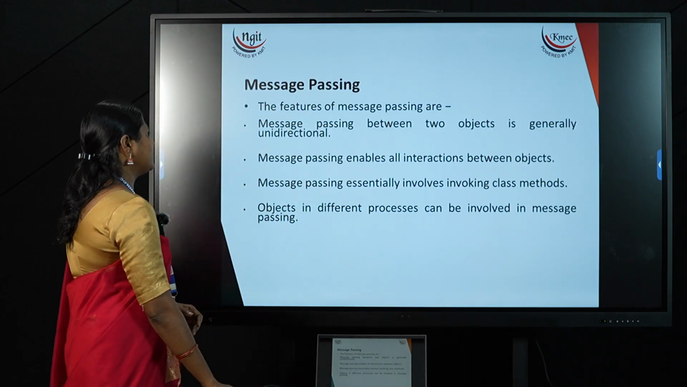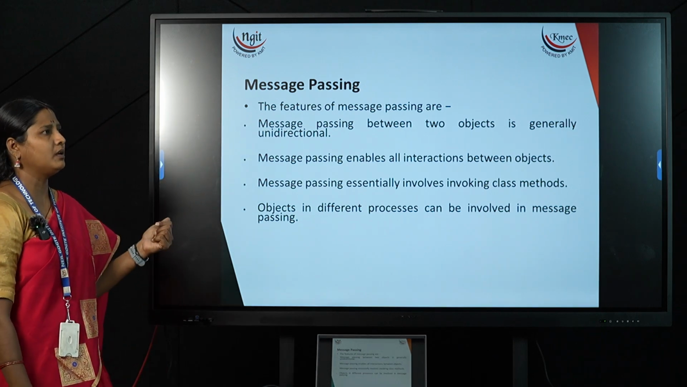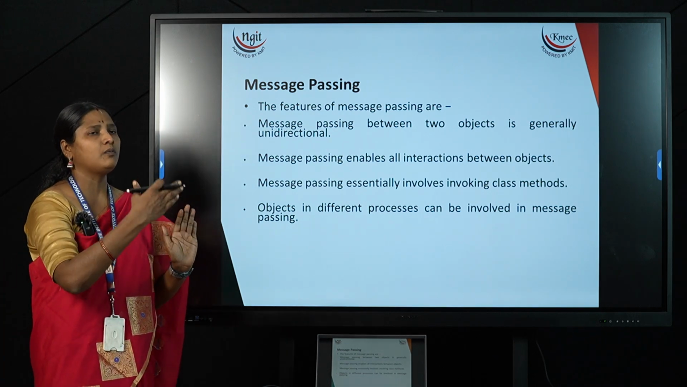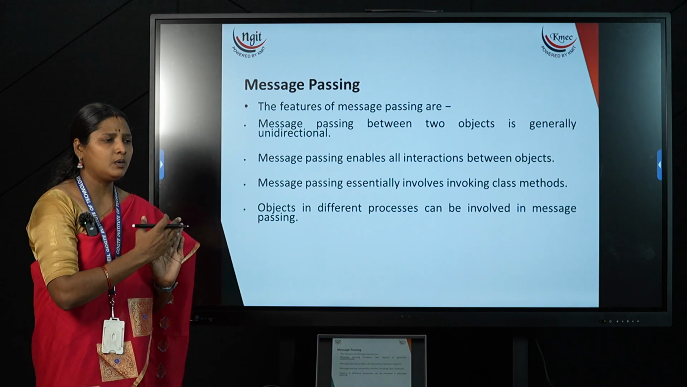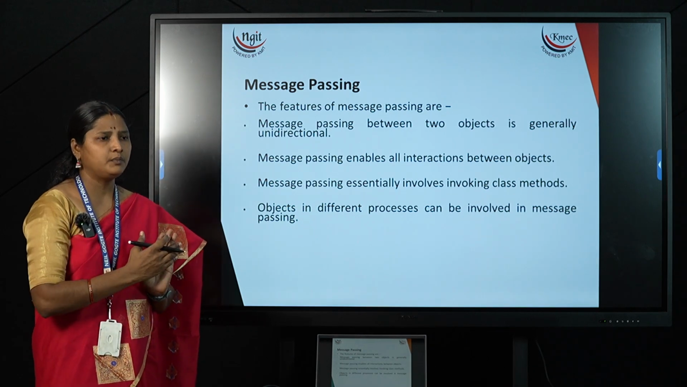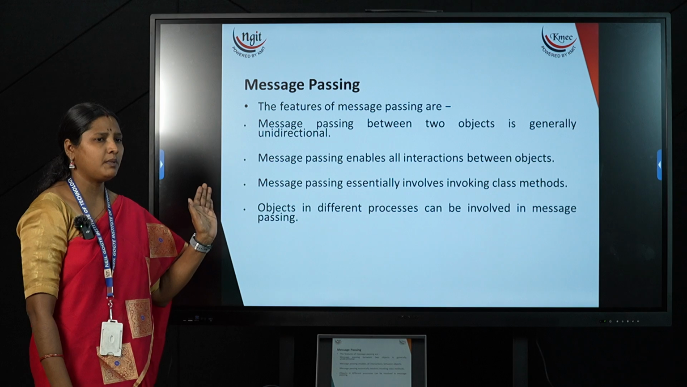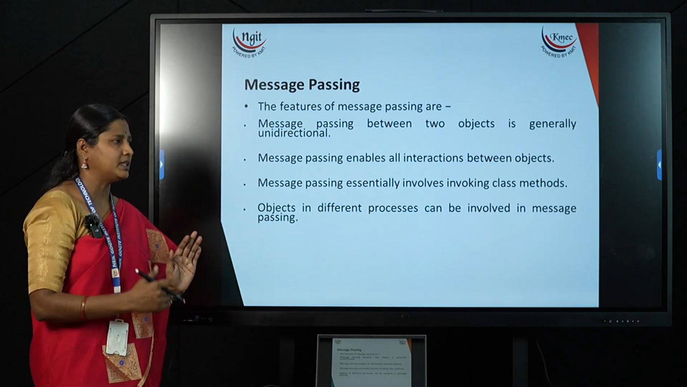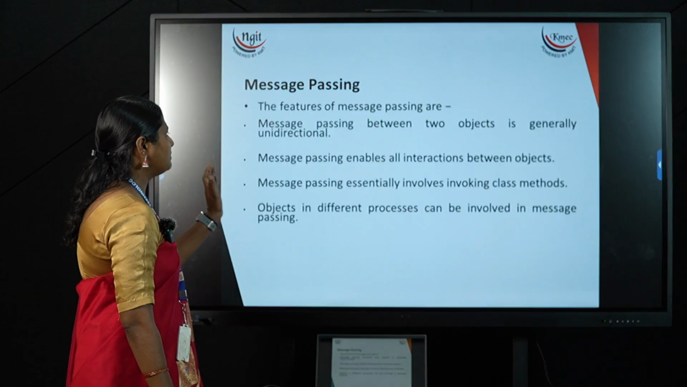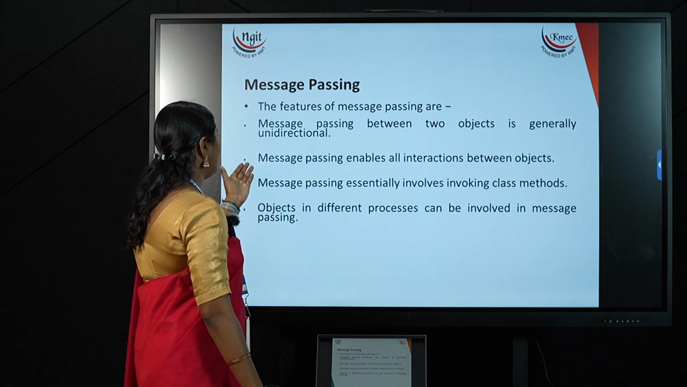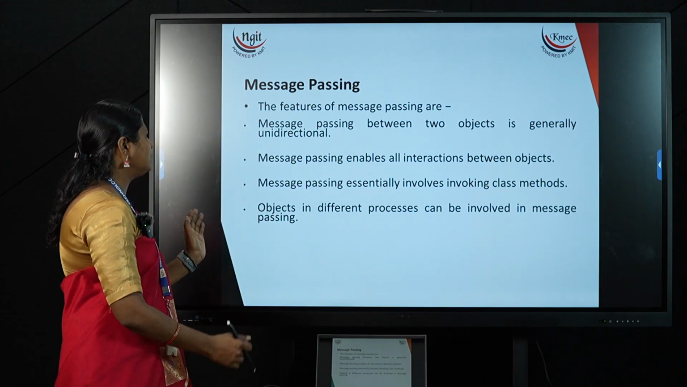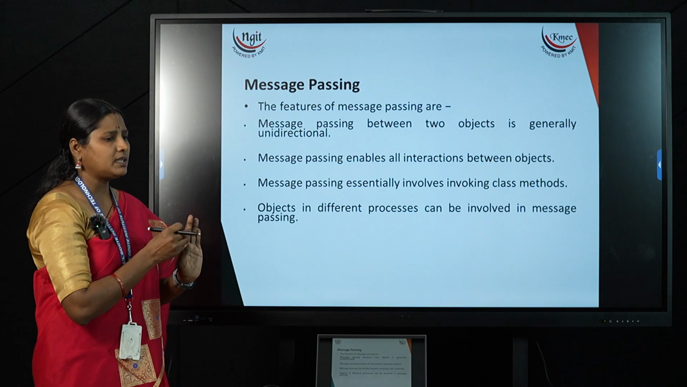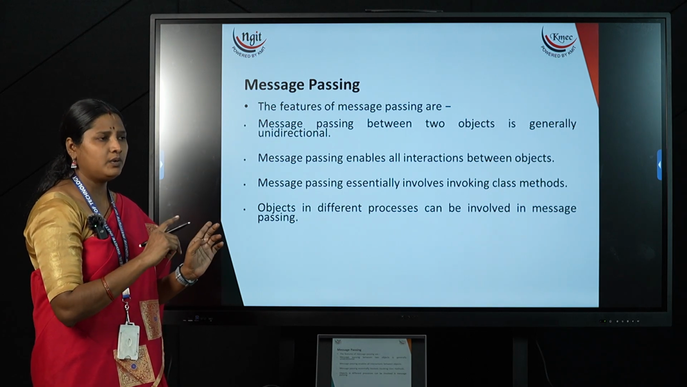Coming to the next one, message passing. This is very important because to form any relation between one object and the other, or to communicate from one object to the other, message passing plays a major role in communication between the objects and the classes. Here message passing between the two objects is generally unidirectional, a single direction.